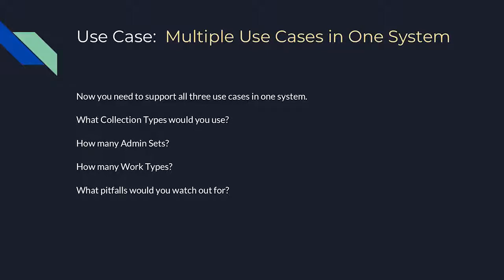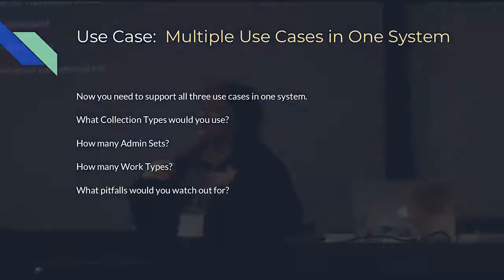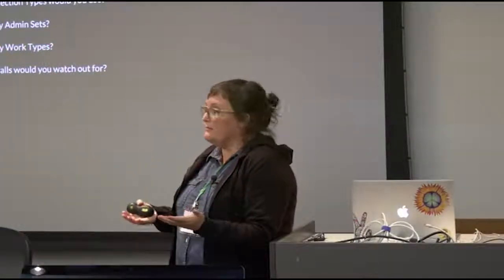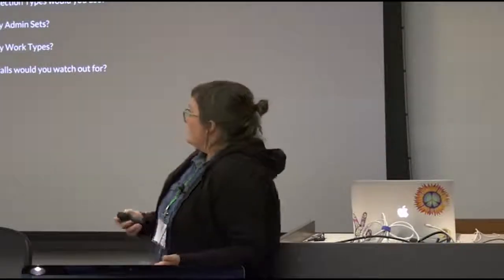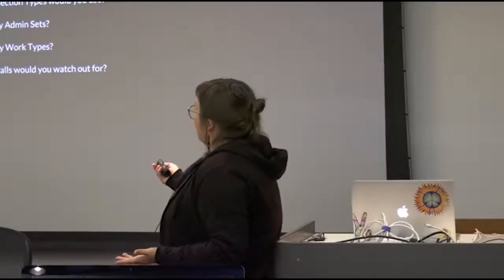And basically we want you to tell us what you would be concerned about. So we heard one thing already, that there would be a different sort of browsing and discovery use between library curated collections and traditional IR mediated deposit materials. So, what collection types would you use if you had to support all three of those use cases in one system?